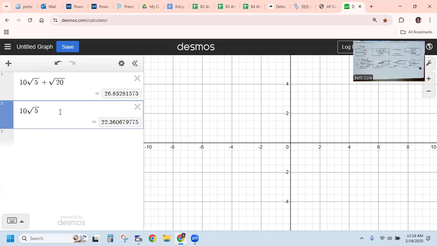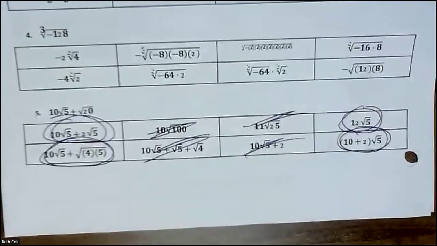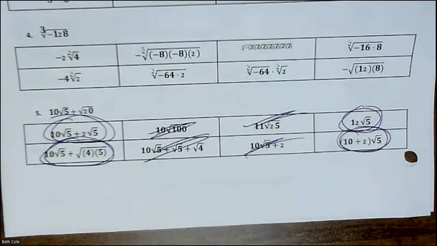All right, 10 square root of 5 plus square root of 4 times 5. Did that come out the same? Yep. All right, this one. 10 square root of 5 plus square root of 5 plus square root of 4. Did that come out to the same? No, we don't want that one. Almost there. 10 square root of 5 plus 2. No. And then the last one has parentheses there. Parentheses, 10 plus 2, close parentheses, square root of 5. Yes. So do you see how you can get the right answer without even really doing any work? No one should miss a question like that, okay?